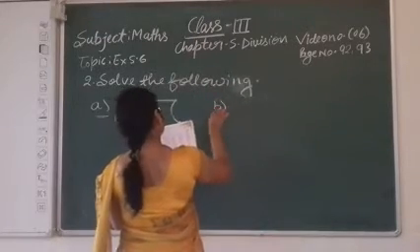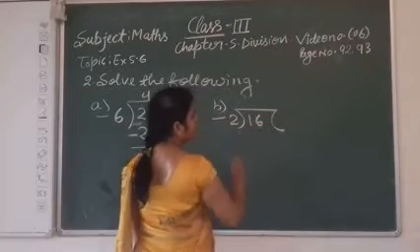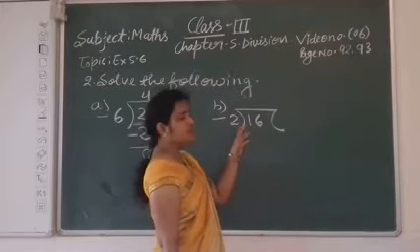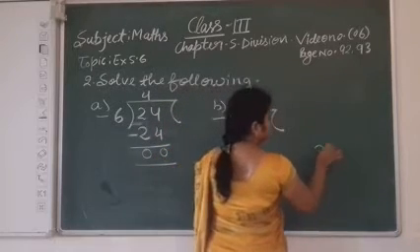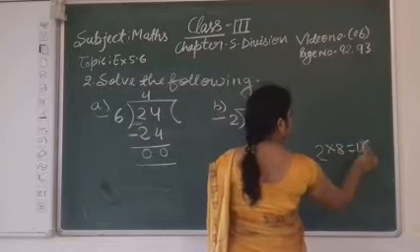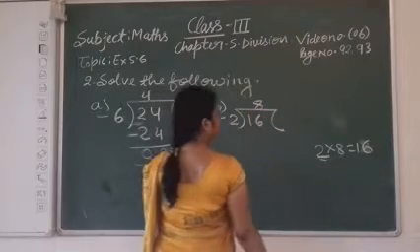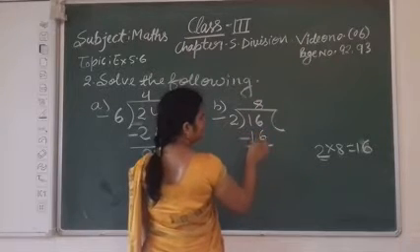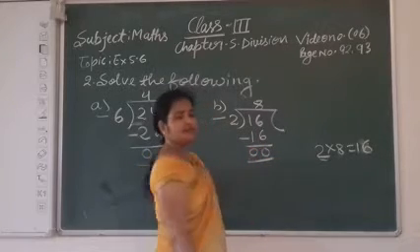B part is 16 divided by 2. So you read the table of 2. How many times does 2 go into 16? We know that 2 8s are 16. So we can write 8 as a quotient and 16 under dividend, and then we subtract 16 from 16, we get 0. Now this is the division.